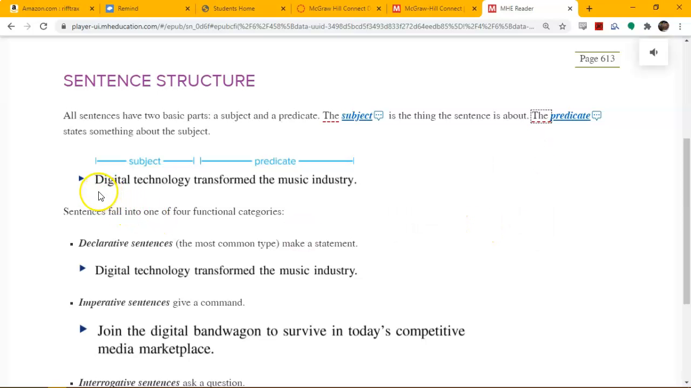So let's look at this sentence. Digital technology transformed the music industry. This whole thing is your complete predicate. It's got a verb in it, transformed, and it tells what was transformed.